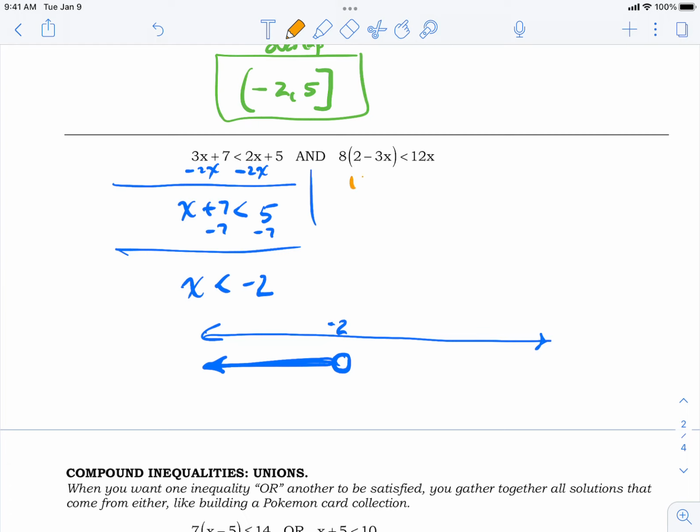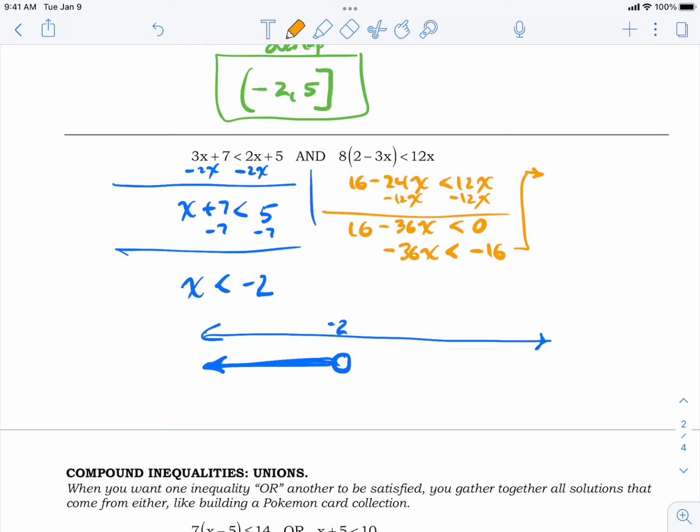Oh, we can FOIL, huh? Okay, 16 minus 24x is less than 12x. Cool. I'd like to have all my x terms on the left, so I'm going to subtract 12x on both sides. So I got a 16 minus a 36x, and over here I've now got a 0. Let's subtract 16 on both sides. So 0 take away 16 is this now. And here's the part where we divide both sides by a negative. So dividing both sides by negative 36 means this has to turn around and become this. Okay, very important. I'm dividing by a negative, so I have to switch that around.